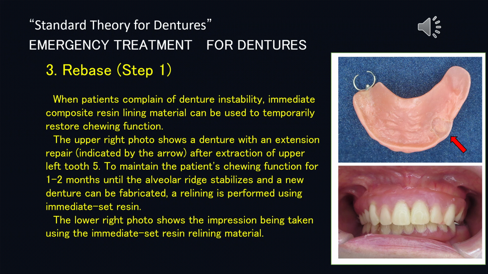To maintain the patient's chewing function for 1 to 2 months until the alveolar ridge stabilizes and a new denture can be fabricated, a relining is performed using immediate set resin. The lower right photo shows the impression being taken using the immediate set resin relining material.